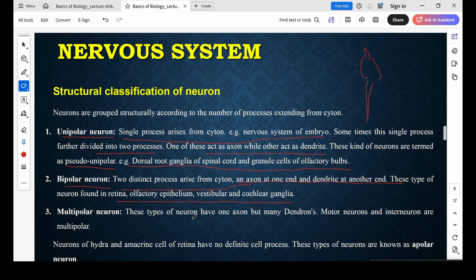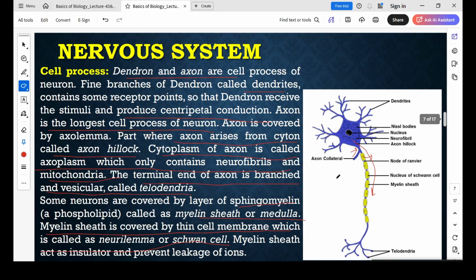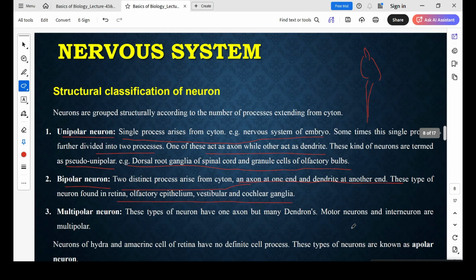Multipolar neurons have one axon but many dendrons. So they will look something like this. This is a multipolar neuron. There are multiple dendrons going out of the cell body, but there is a single axon. Motor neurons and interneurons are multipolar in nature.